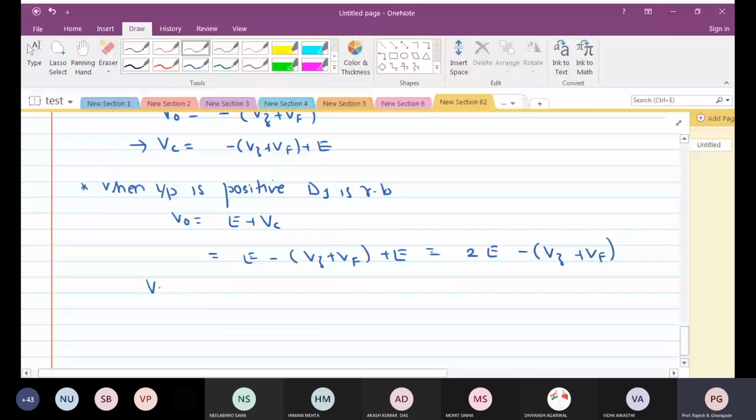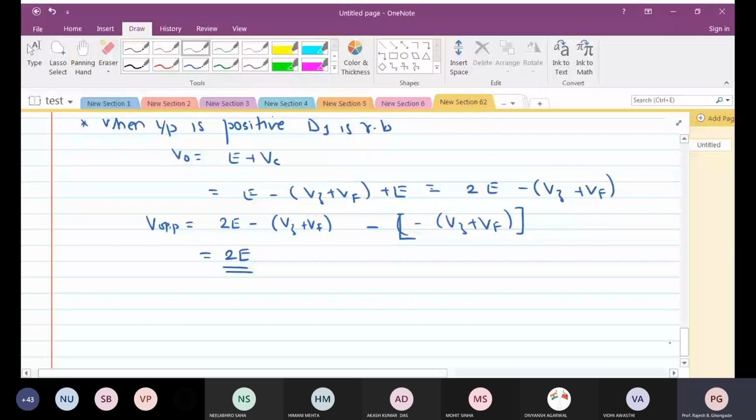Again, verify whether output peak to peak is 2 times E. So one value is this 2E minus Vz plus Vf, minus what was the value? Minus of Vz plus Va, plus Vf. So you can see here that this term gets cancelled and it is again 2E. So output peak to peak voltage is retained. Okay? Is this fine? Any doubts, any questions with this?